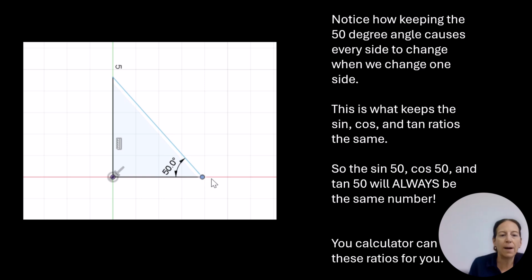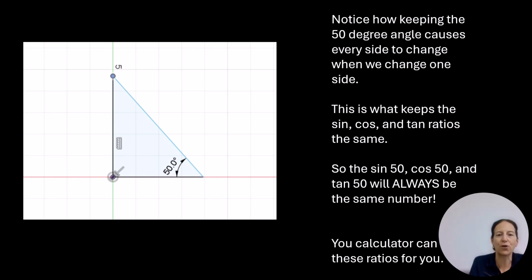So this is just kind of showing you that. If you watch that video, hopefully it's recording okay. I did this in Fusion 60, and I put a 50-degree angle there. As long as that 50-degree angle is locked in, it causes every side of the triangle to change when we change one side. Changing one side moves everything else, and that's what keeps the ratios the same.